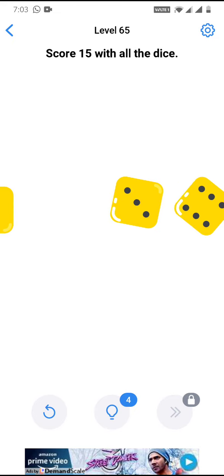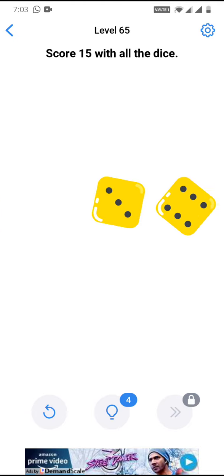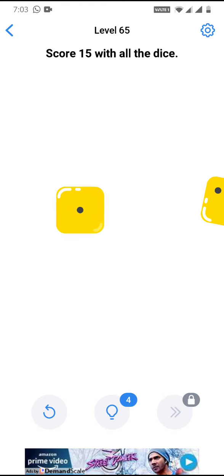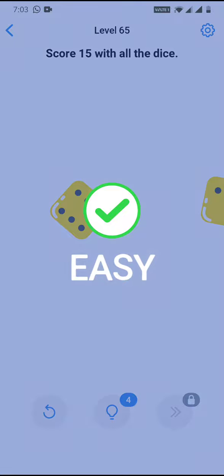Now on the remaining dice, I would require 6. Only 3 numbers are coming when you tap on the dice: 1, 3, and 6. So that's why on first number it is 6, on second it is 3. Now 6 plus 3 is 9 and I need 6 more to score 15. So just tap on this dice as well. 1, 2. So this was the right answer of level 65.